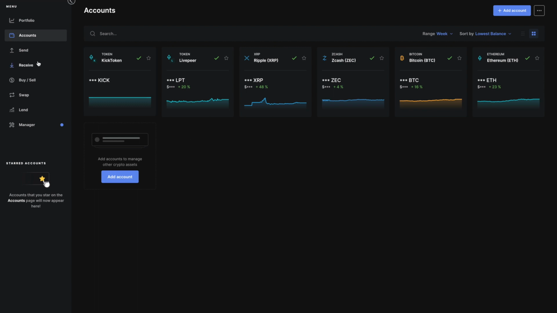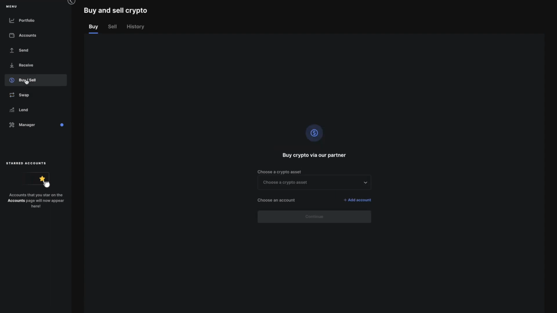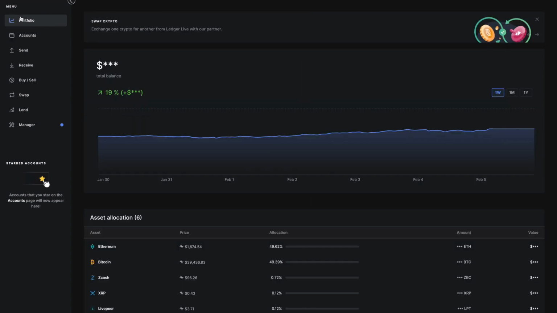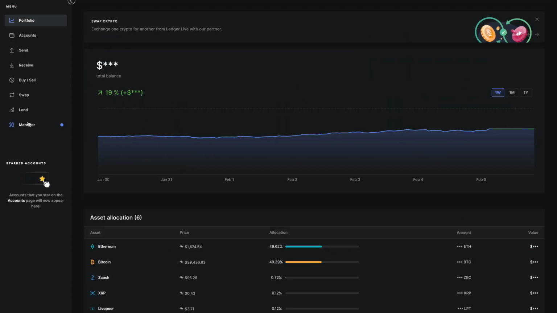That's very well done. The downfalls that I don't like about this are, in order to swap, you have to KYC. You don't have to do that now on ShapeShift because they're now using DEXs or decentralized exchanges, which is extremely nice. You do have options to buy and sell on both platforms. You can obviously send and receive any coins that are supported on both platforms. This gives you all the accounts that you can add. This gives you a portfolio overview as well and your latest transactions and so on.